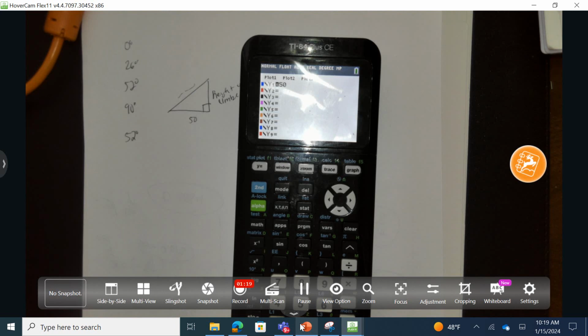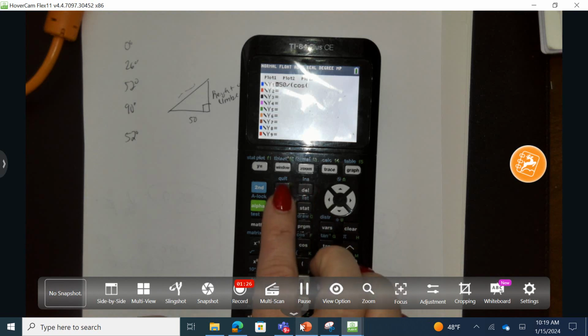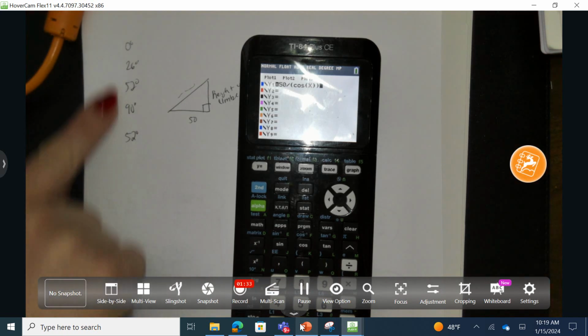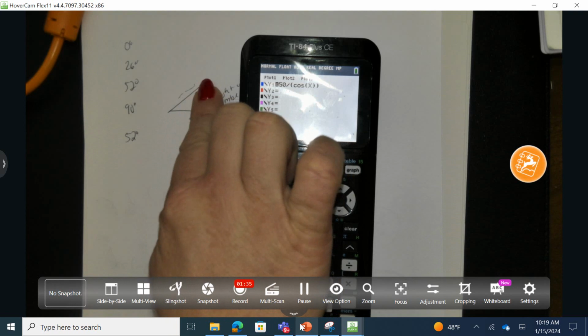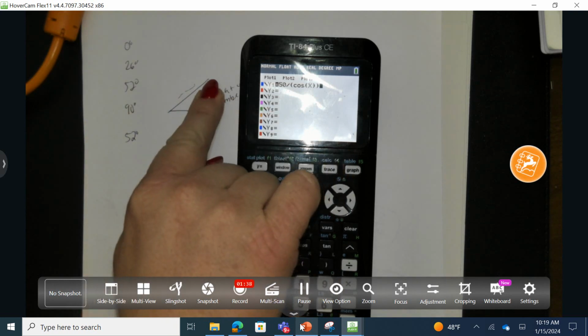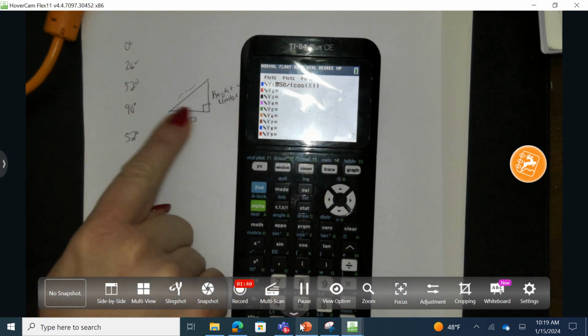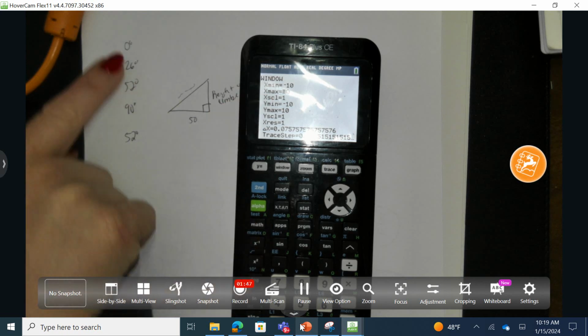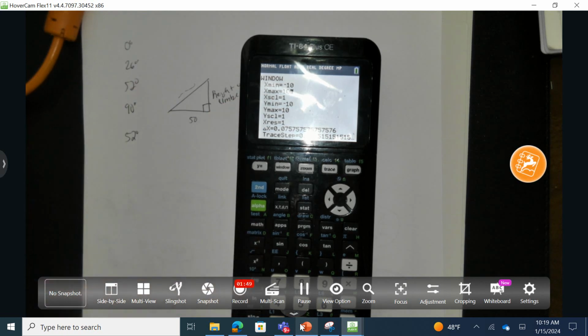So 50, now instead of doing secant, secant is the reciprocal of cosine. So I'm going to take 50 divided by the cosine, and we don't have theta, we do use x for our input. All right, so these are going to be our input values, and our output will be the distance from the camera to the climber. We can see the distance horizontally is 50. So let's go out quite a ways here. Let's go out to at least 100, and then we'll do zoom fit.